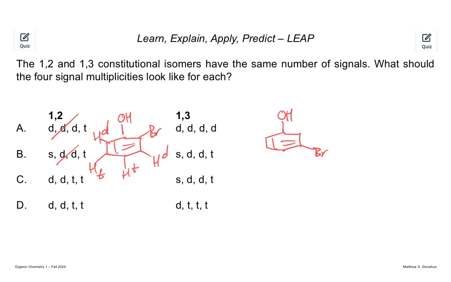So let's look at the 1-3. We'll do the same analysis. If we start there, that hydrogen has no neighbors. That's a singlet. So right there, that is the difference between the two, because the other one does not have a singlet. This H is a doublet. That H is a triplet. That H is a doublet. So because that needs a singlet, we can eliminate D, and C will be the correct answer. So really between the 1-2 and the 1-3 substituted, the special thing to look for is that singlet, is how you differentiate them.